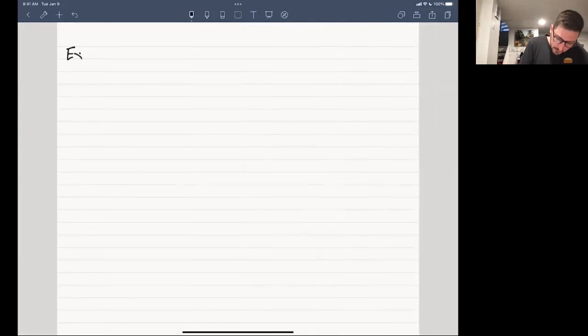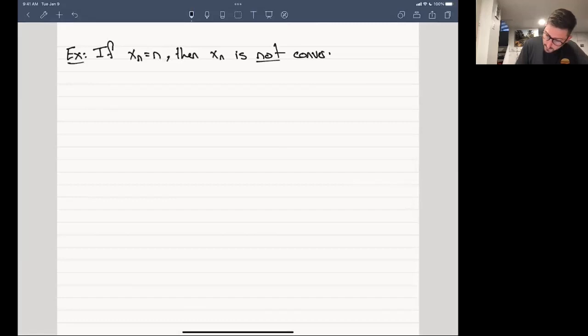Okay, now let me give you an example. I've done examples with 2 out of 3 of the sequences that we started with. We might as well round off the third one. So if xn is equal to n, a sequence of just the natural numbers, then xn is not convergent. Again, fairly intuitive. It's just going to infinity in an abstract sense, and so therefore this is not going to be convergent. But how do we prove this? Well, if xn were convergent, then it would be bounded.